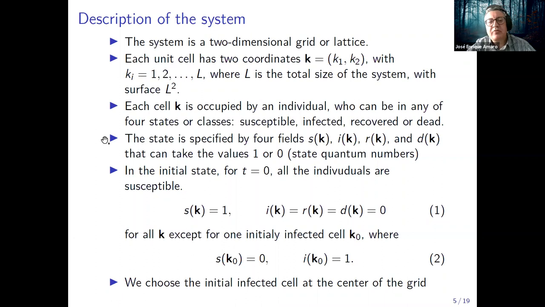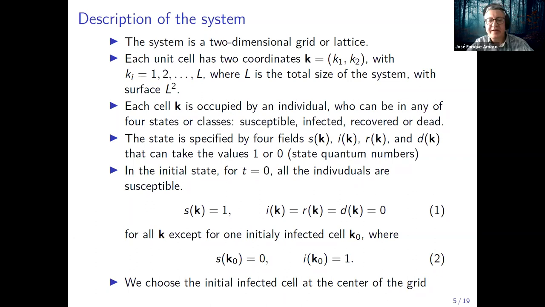Then we assume that each cell K, that is a vector, is occupied by an individual who can be in any of four states or classes: susceptible, infected, recovered, or dead. Then we specify this state by four fields or four matrices: S, susceptible; I, infected; R, recovered; and D, death. This can take the values 1 or 0. That is like a state quantum number.